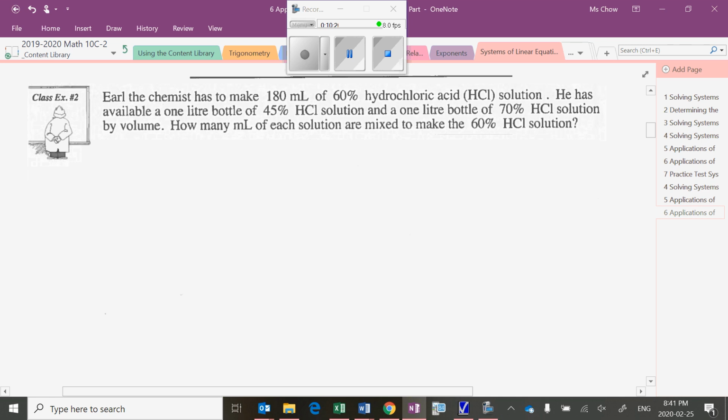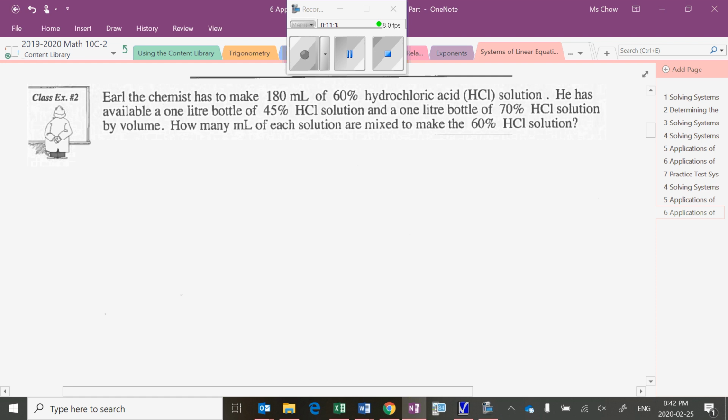So similarly, and this is what happens in those chemistry labs when we are having to make particular solutions. When you're purchasing these types of chemicals from a chemical supplies company, they don't have every single mixture available. So oftentimes we're having to mix our own to create the right kind of solution that we're looking for in our experiment. So Earl the chemist has to make 180 milliliters of 60% hydrochloric acid. He has available a 1 liter bottle of 45% hydrochloric acid and a 1 liter bottle of 70% hydrochloric acid solution. So how many milliliters of each are needed to make the 60% hydrochloric acid solution?